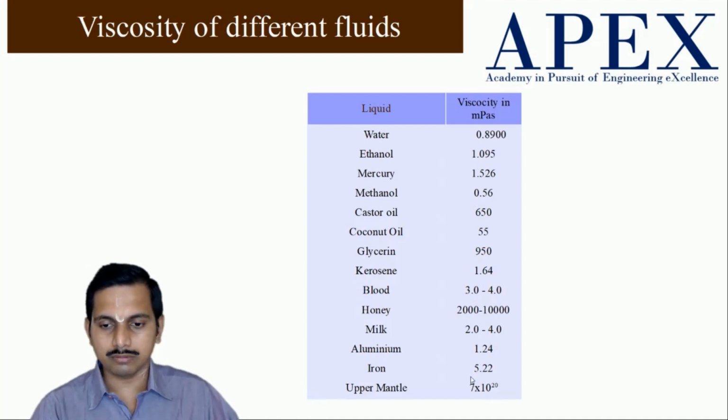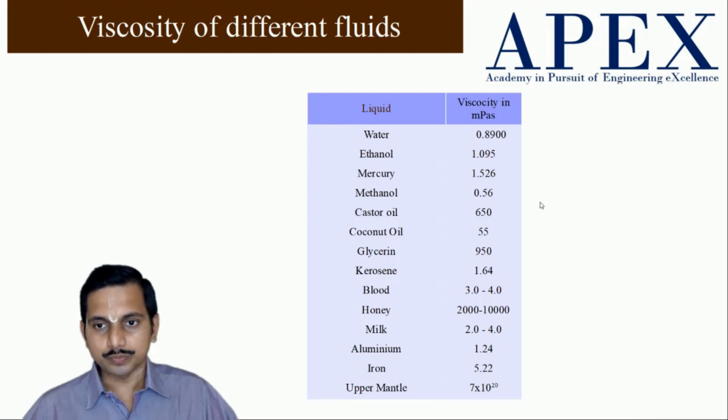The upper mantle of the earth is very viscous. It is 7 into 10 power 20. So now what we can see is this gives us an idea of what the different viscosities are, and that will help us in whatever we do.